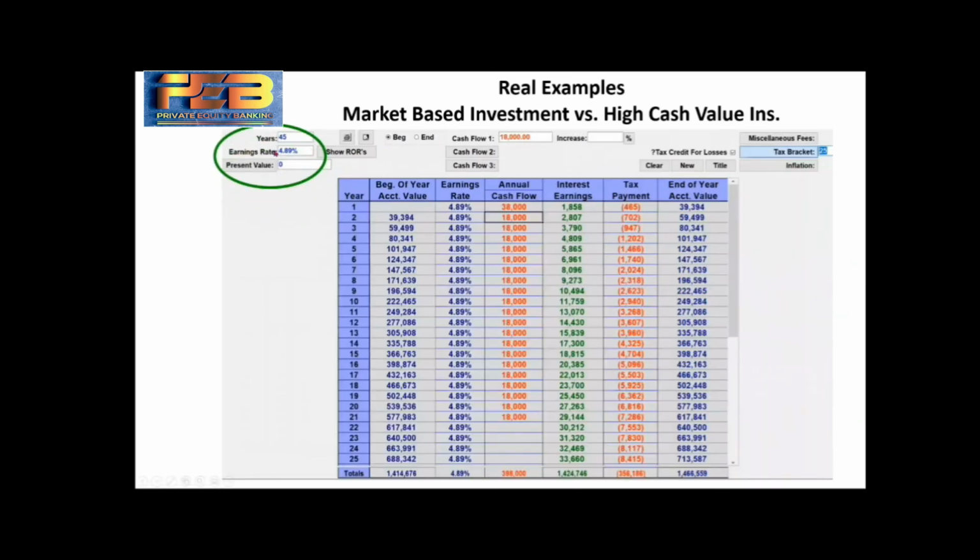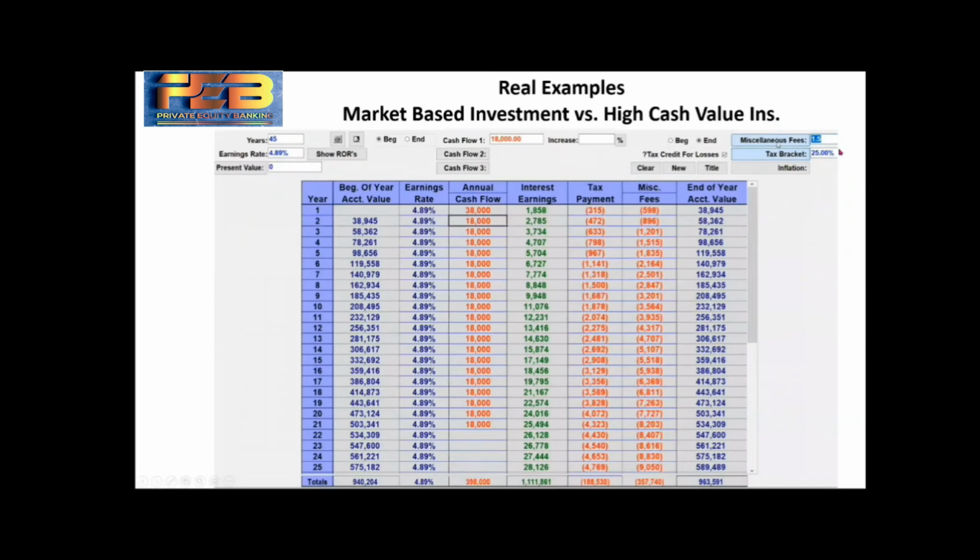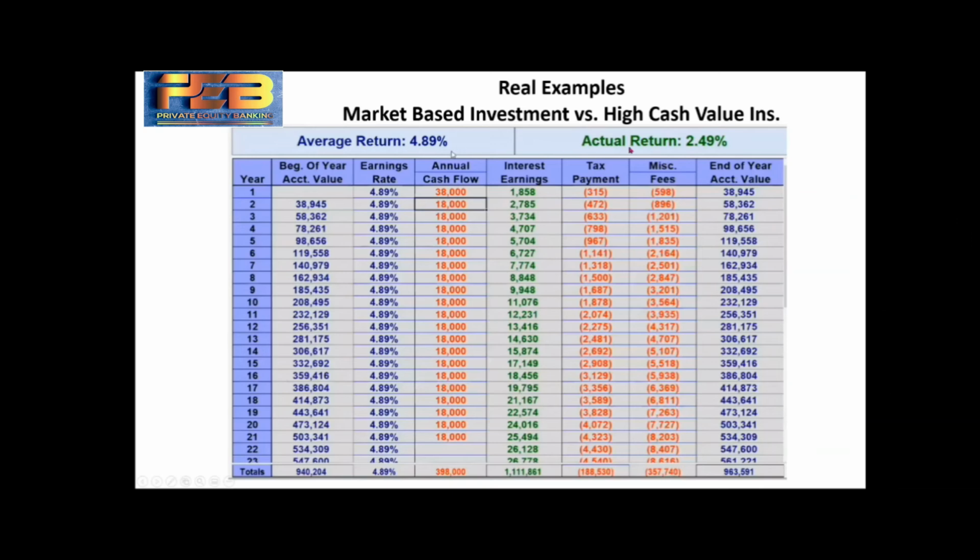So what I want to do here is 45 years of 4.89, a tax bracket of 25%, and add in the miscellaneous fees so that we can find out what the real true rate of return would be in the stock market. Okay, so I come over here and I hit the show rate of return, and it's going to give me the average and the actual. So if the stock market were giving me 4.89 as an average rate of return, and I throw in the taxes that I have to pay and the miscellaneous fees every single year, my actual return turns out to be 2.49, much less than what was in the insurance policy.